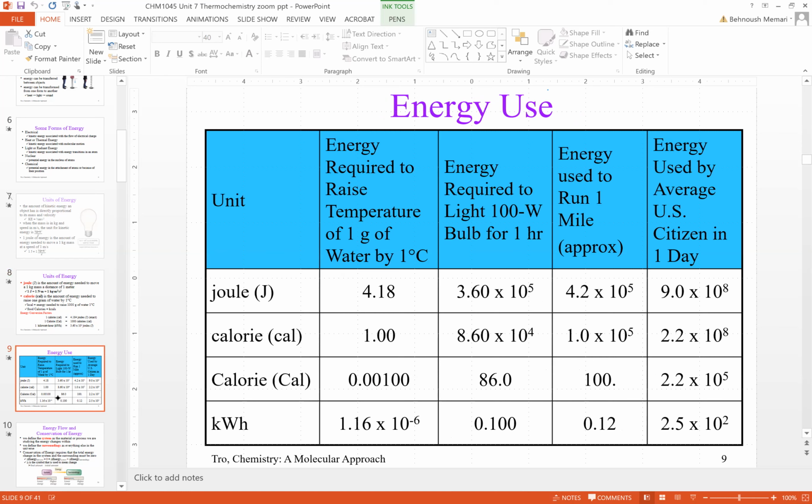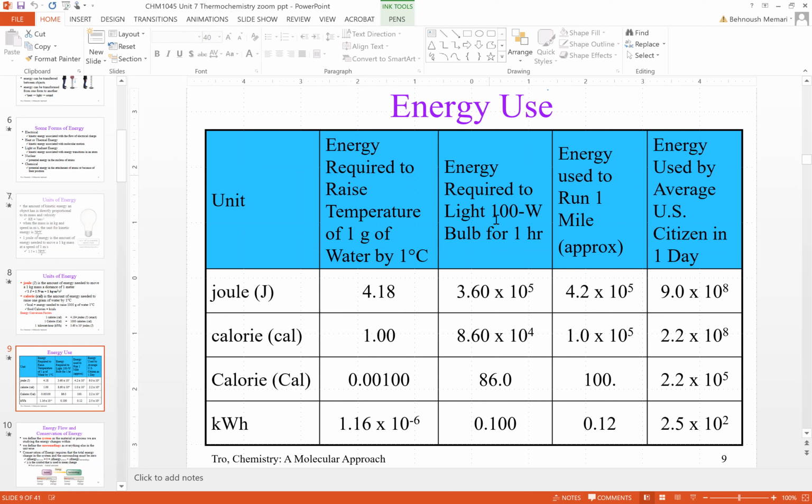These are some examples just to be able to make sense out of these numbers. Raising the temperature of 1 gram of water by 1 degree Celsius, you would spend 4.18 joules, or 1 calorie, or 0.001 kilocalorie.